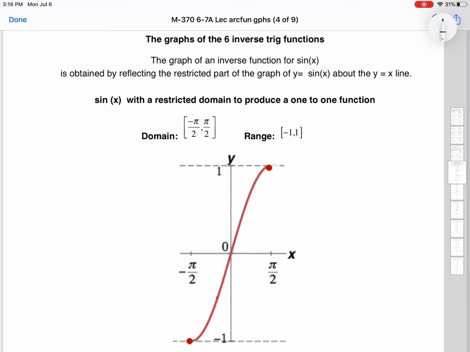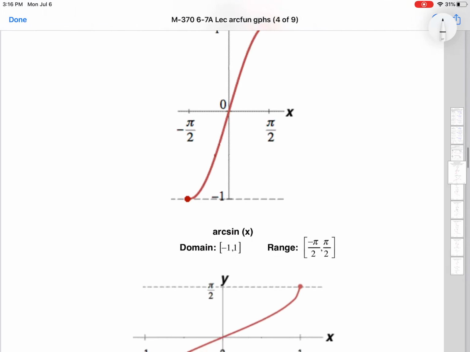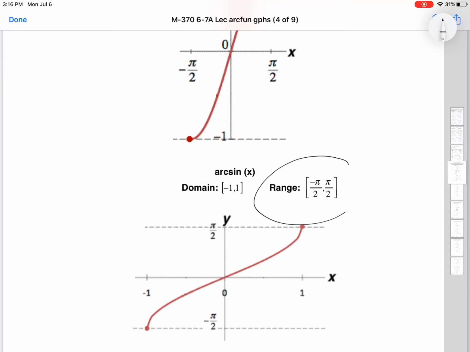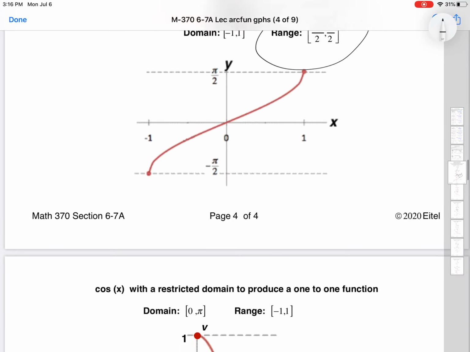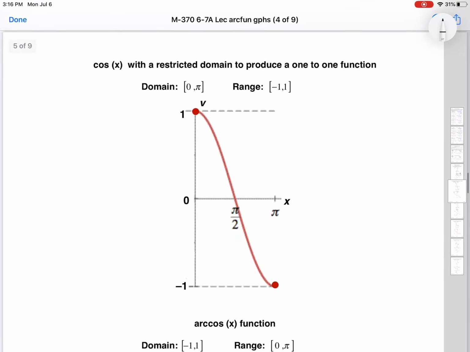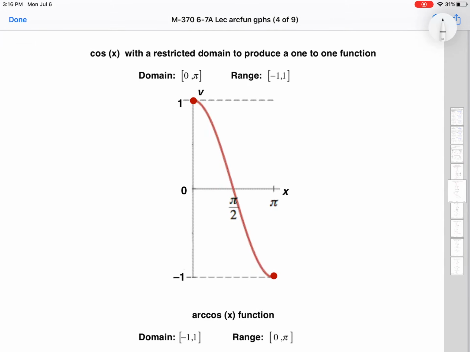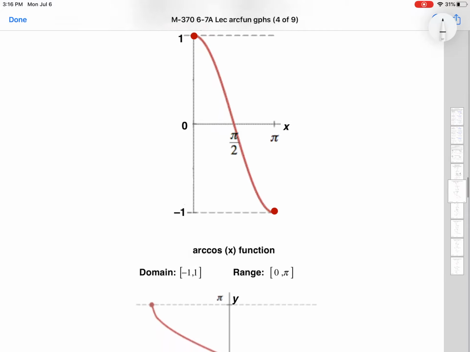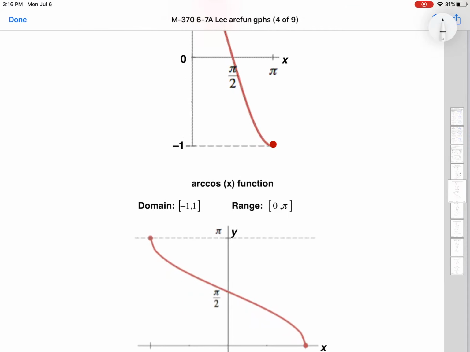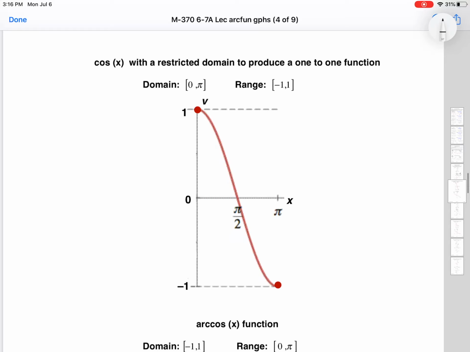This is the graph of sine x again, and then the inverse function would have a range. This is the most important thing, and it's often forgotten. The range for arc sine, which is also sine inverse, he uses both symbols in the homework, is from minus pi over 2 to pi over 2. You want to memorize that. For the inverse of cosine, we have to cut it where it's 1 to 1, from 0 to pi. That's the domain and range of the cosine function.